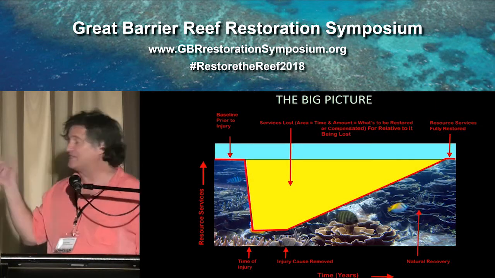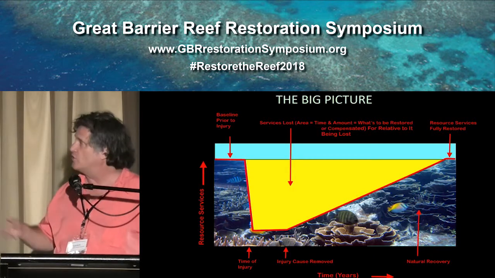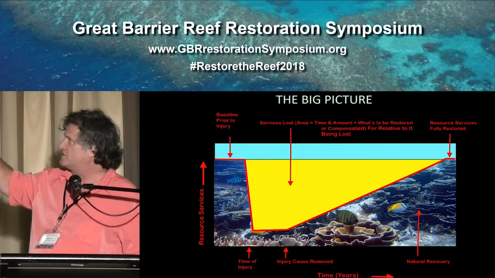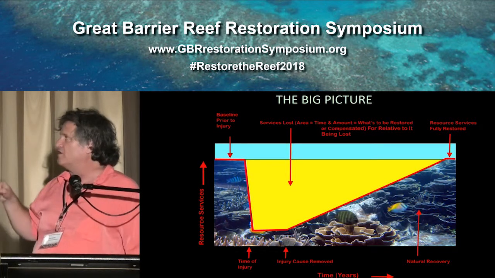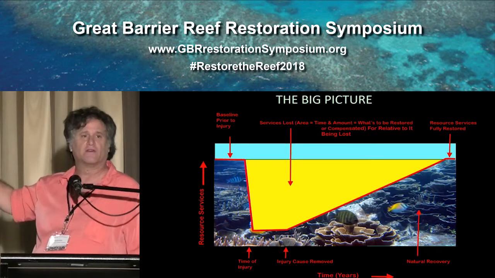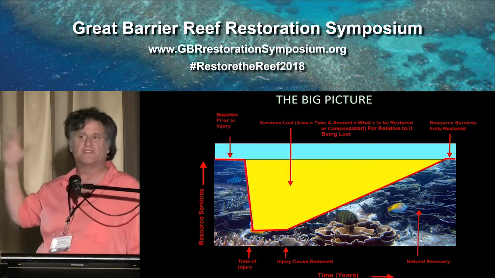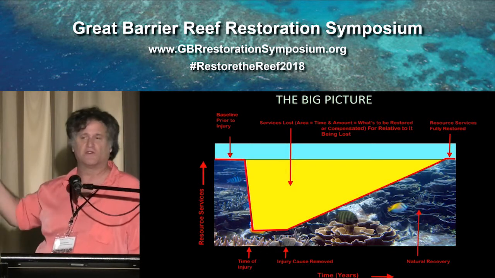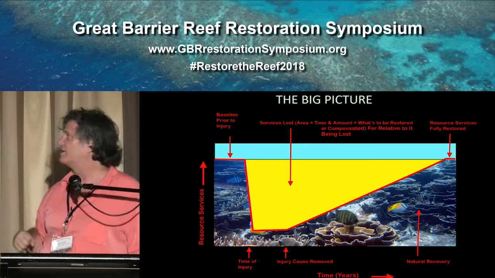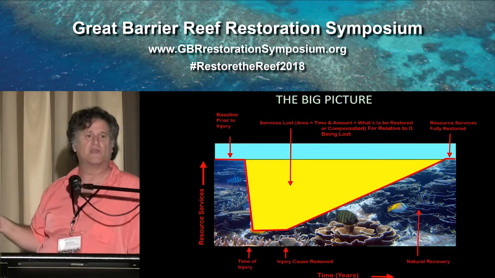Now, I'm going to take a second to explain this, because this actually gets to the root of everything. Okay, so if you look at the axis on the left, and you see where it says baseline prior to injury, that's in regards to services and functions that your reef is providing, and it's at some level. And then you have an impact, and as I said, when we designed this, it was designed for things like vessel groundings, oil spills, but you could apply it to climate change, a bleaching event, whatever you want, a COTS outbreak. And you're going to suddenly get a dramatic drop in your services and functions for that reef.